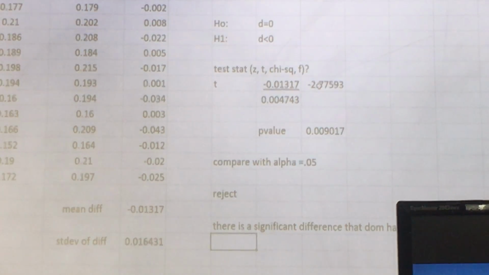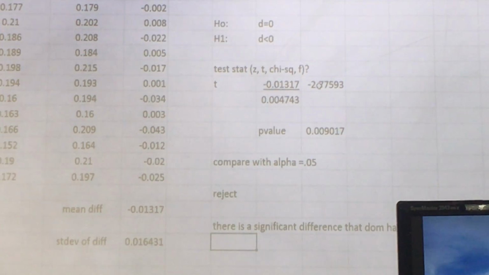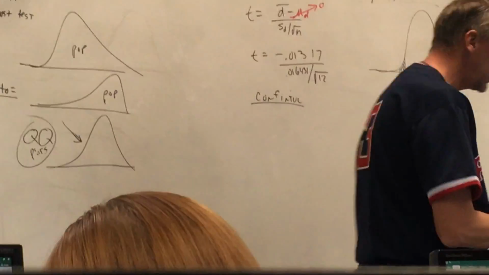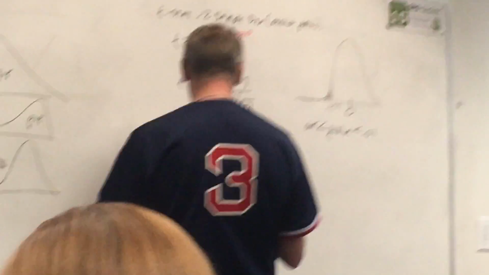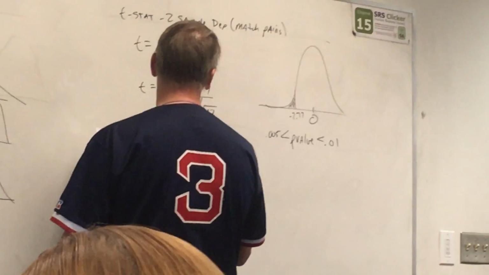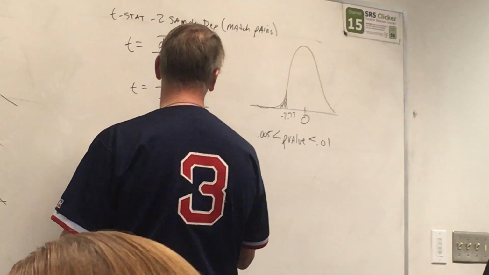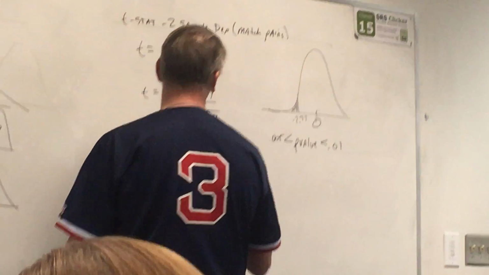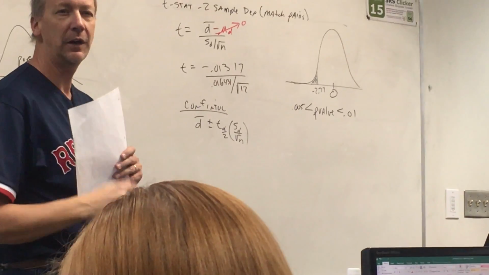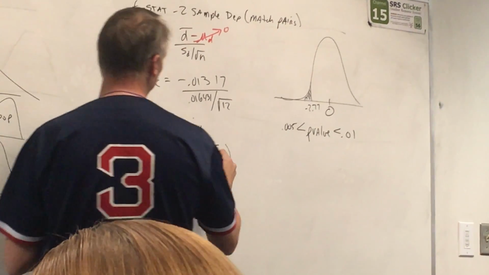All right, now, of course, we can also do a confidence interval, right? Let me give you the formula for the confidence interval. The formula for your confidence interval is d bar plus or minus t sub alpha over 2 times s sub d over the square root of n. Okay, very similar. This is your margin of error.